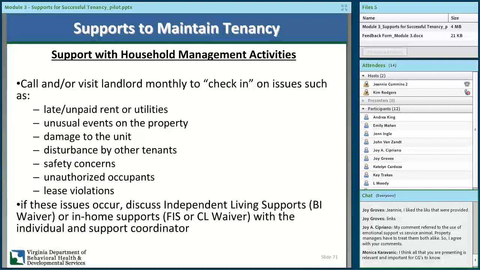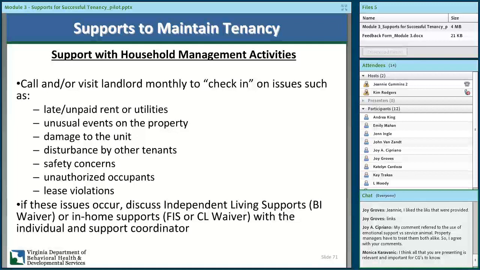After an individual moves into independent housing, the community housing guide should contact the landlord monthly for several months to confirm whether the individual is paying rent and utilities on time and in full. Community housing guides may also check in with the landlord to learn whether there have been any reports of unusual events on the property, damage to the unit, disturbance by other tenants, safety concerns, unauthorized occupants, or lease violations.